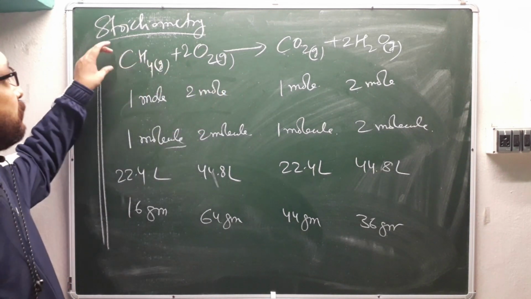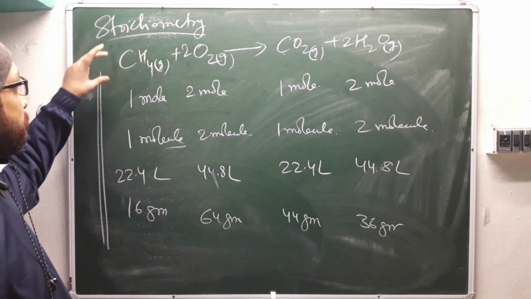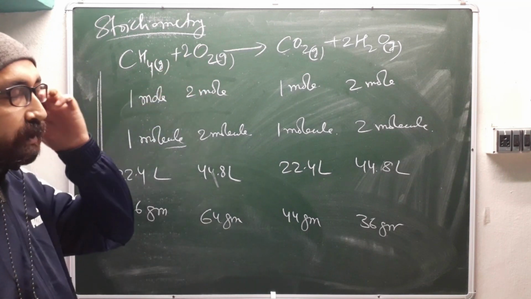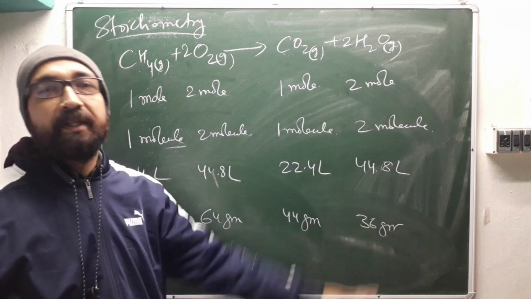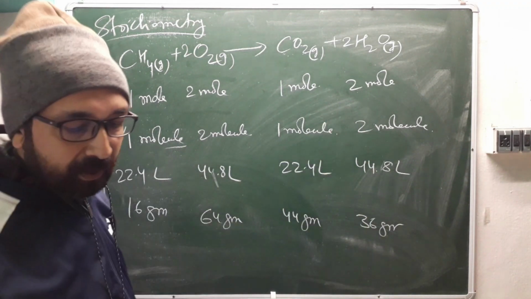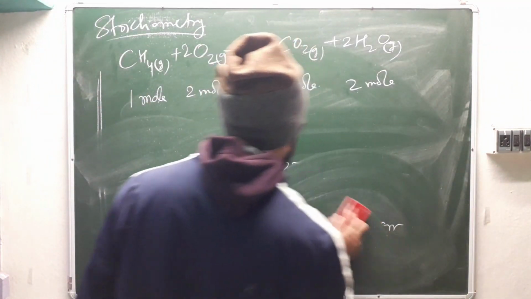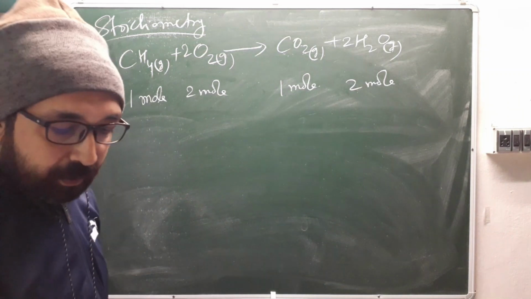Because we know that here the stoichiometric coefficient is 1 and here it is 2, so 1 mole is reacting with 2 moles, and likewise we are getting the product. So everything you just convert to moles and then you write the product, so it will be easy for you to calculate. Like for example, I'll write it here. You just solve it and tell me how many grams of product you are getting.